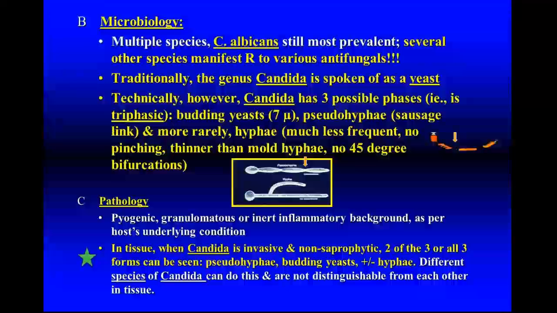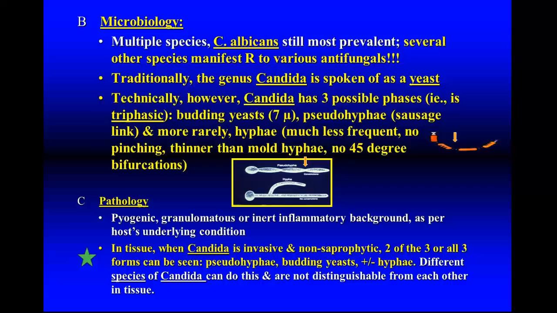Morphologically, albicans is still the most prevalent species worldwide. We know that Glabrata, Krusei, and Tropicalis are very much resistant to Diflucan, and they have become major foes, as have others that have developed resistance to some other antifungals. Now, morphologically, the books tell you that Candida is a yeast.